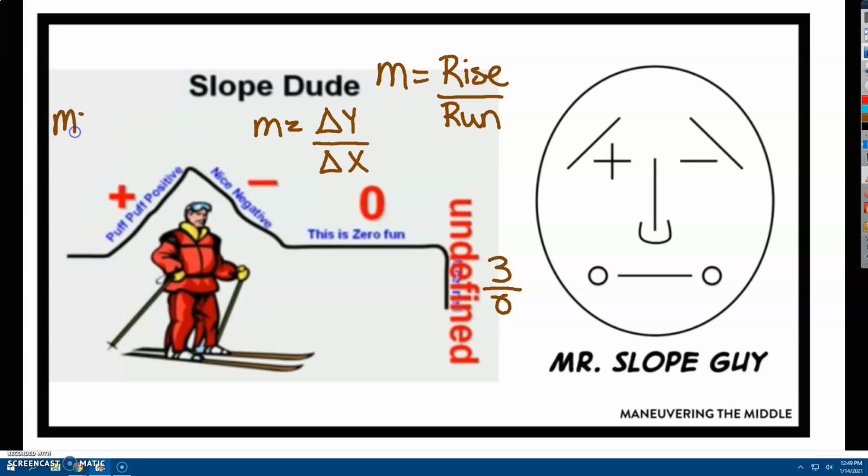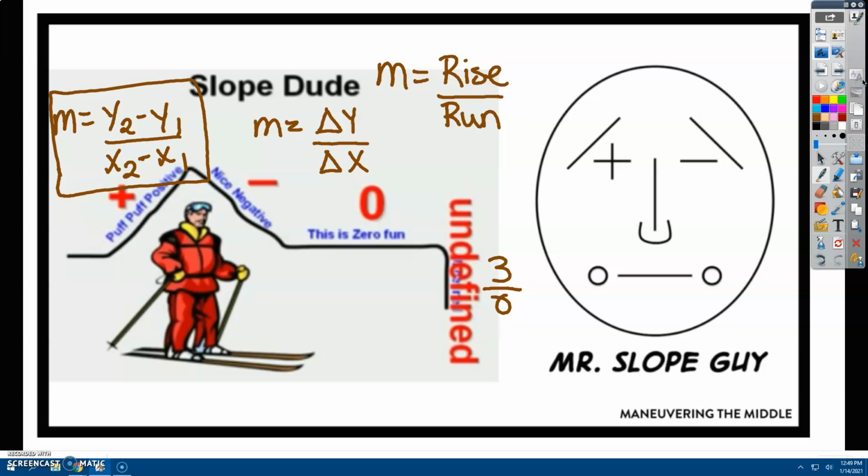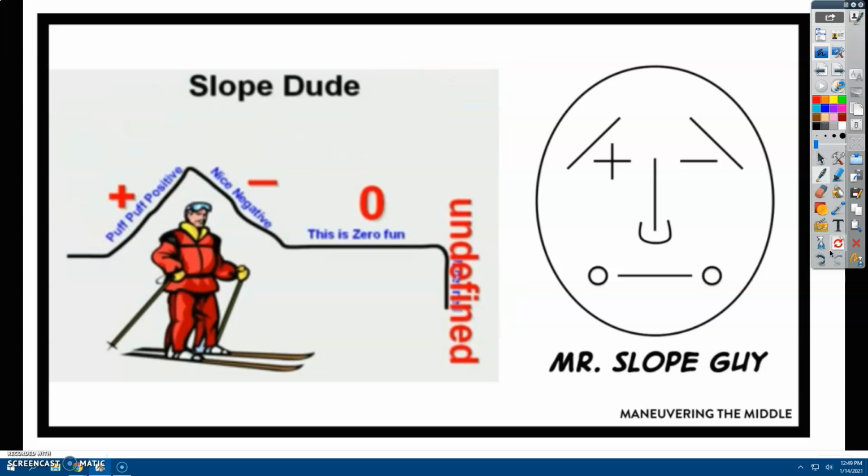And then, I believe everybody saw this today, we have y2 minus y1, and this is the slope formula, all divided by x2 minus x1. So this is the formula that we're going to be working more with as we go along, and I'm going to show you one of those examples on the next slide. Okay, so I'm going to erase this, and we'll move on to the practice.